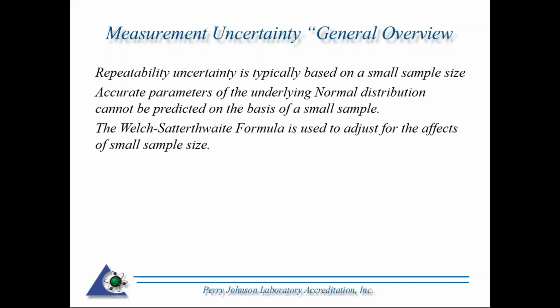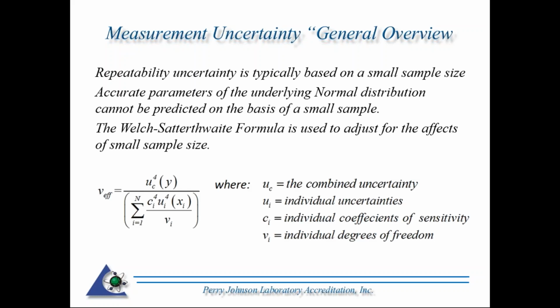Well, realistically, repeatability uncertainty is typically based on a small sample size. Accurate parameters of the underlying normal distribution cannot be predicted on the basis of a small sample size. So, how do you adjust for the effects of small sample size? You may have heard of an equation called the Welch-Satterthwaite formula. What this does is adjust your degrees of freedom and your coefficient of sensitivity for all your contributors. We don't have time here to go into great detail. I just wanted to bring this to light, show this equation, and introduce you, if you're not already familiar, to the Welch-Satterthwaite formula to adjust for the effects of small sample size.